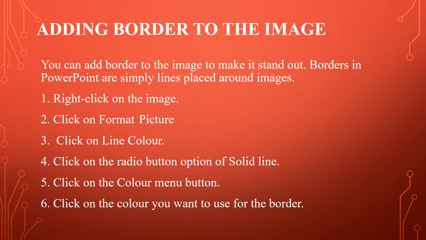What are the different steps? Right-click on the image, click on the Format Picture, and then click on the line color. Then children, click on the radio button option of solid line. These things we will do with the help of an example. Click on the color menu button. You can change the border of the picture. The border, you can change the width, the color also. Then click on the color you want to choose for the border.